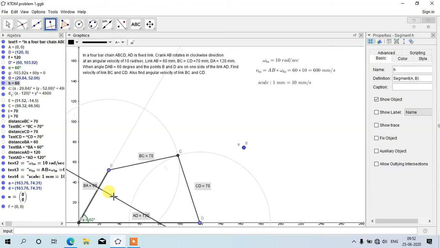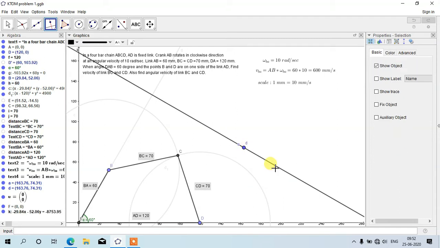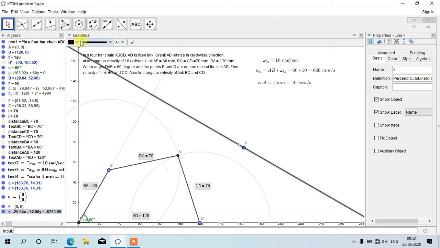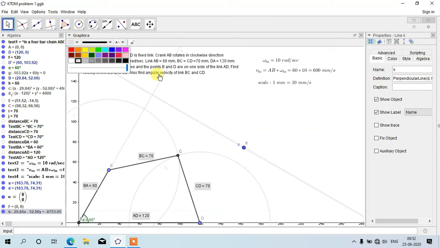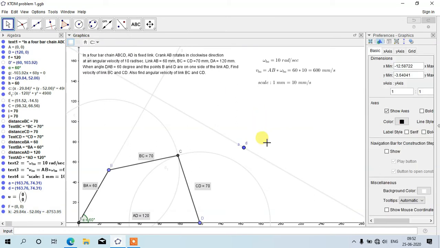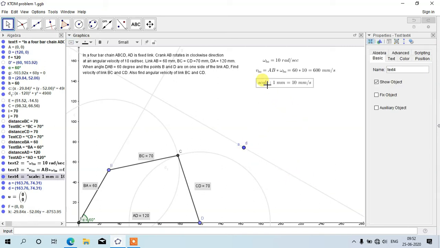So I will draw this perpendicular line passing from this point A, D. This is a reference line. So I will lighten it. So now I have drawn the line on which my velocity of link AB will be acting. So on this line, how much length of vector I should draw? We will draw that vector using this scale.